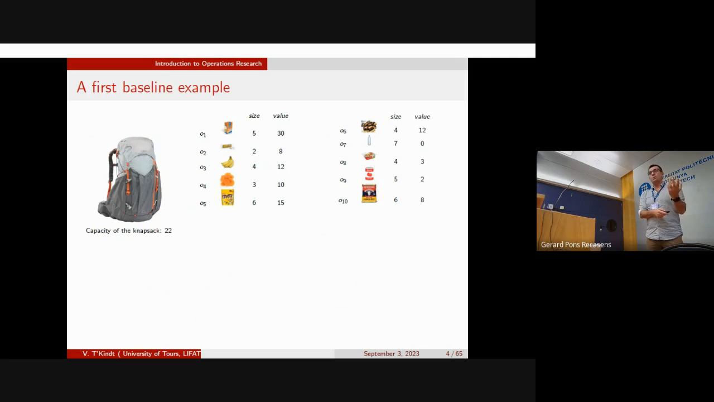So what you are interested in is selecting some objects to put in the knapsack so that all the objects you put in fit, and you maximize the quantity of energy that you have for your hike. Get the problem? Okay, so you have 10 minutes. Tell me what is the optimal solution of this problem. What is the best choice that you can make?